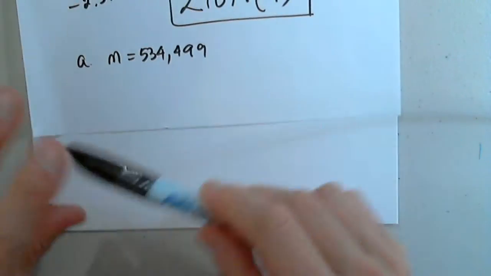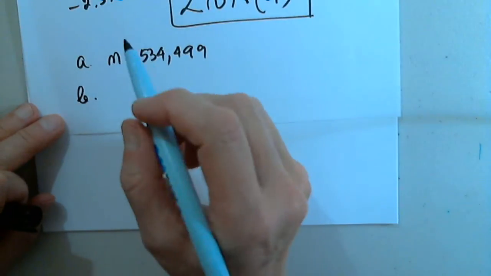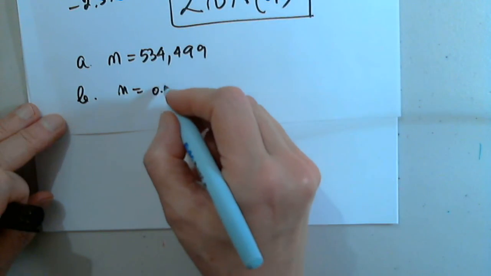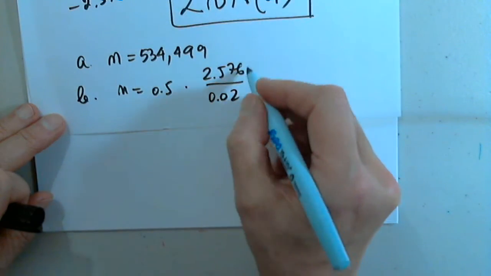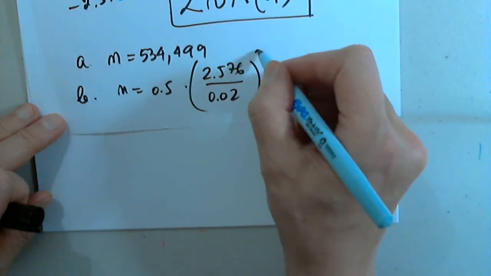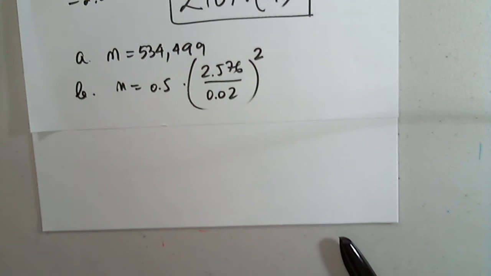Okay, so now for part B, the formula is much easier. For part B, the sample size will simply be 0.5 multiplied by 2.576 divided by the margin of error of 2% squared. So 0.5 when we do not have an estimate, and 2.576 divided by 2 percentage points, and squared. And that's it.